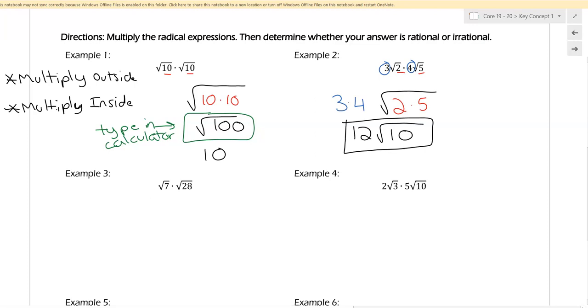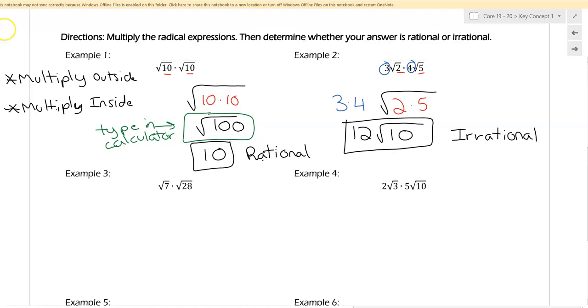For both of these, I want to decide if they're rational or irrational. So here, when I multiplied two irrational numbers, I got just the number 10. And the number 10 is rational because it's just an integer, right? 12 square root of 10 is irrational, right? Because it still has that square root that did not simplify.